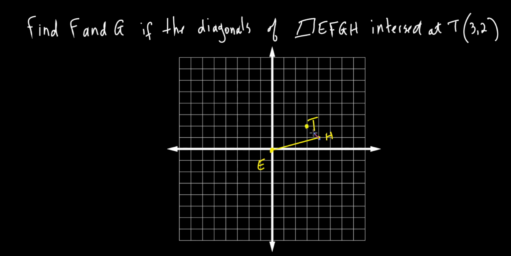So if this is the midpoint, because remember the diagonals bisect each other on a parallelogram, correct? And if they intersect at T, that means from here to here would be the midpoint, correct? So where's the other end? It's right there, isn't it? Would you agree? Okay, so that's my diagonal, correct?